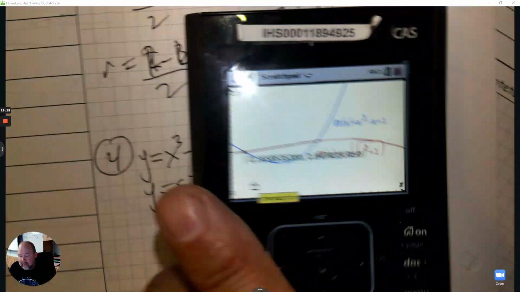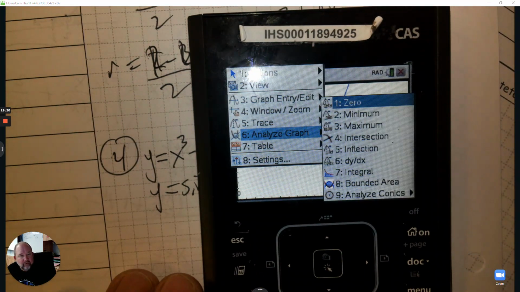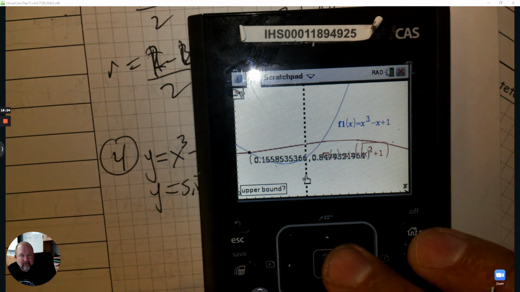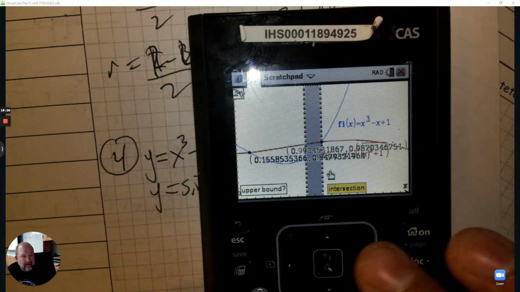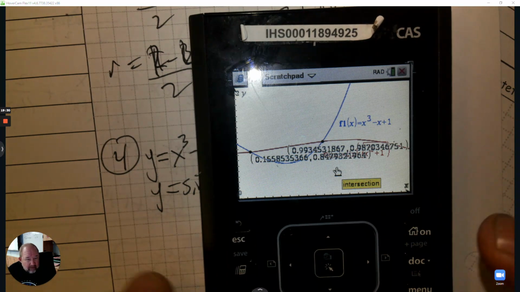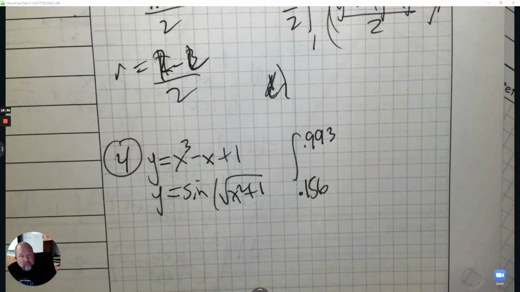And then the other bound, again, I'm going to go menu, analyze, intersection, number 4. So again, I'm going to move this to the left, press down, and then to the right and press down. It's going to highlight over it. It's going to give you the second answer, which is 0.993. So now you have your bounds.